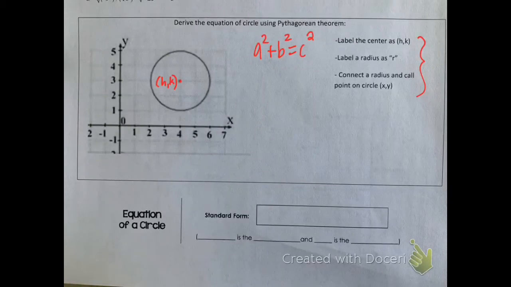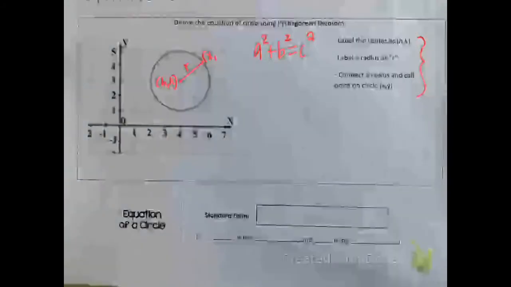Then we're going to be connecting a radius, call it r. So the radius goes from the center to a point on the circle. So here's our radius, r. And it says to call that point that you connected here, x, y.